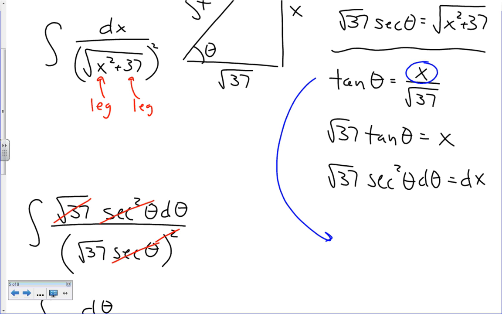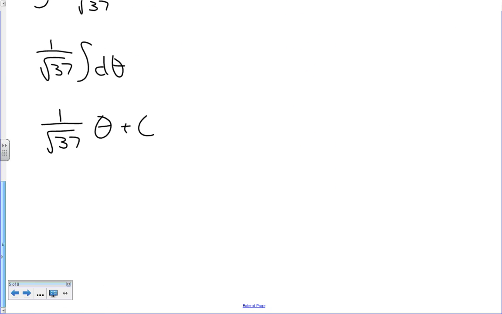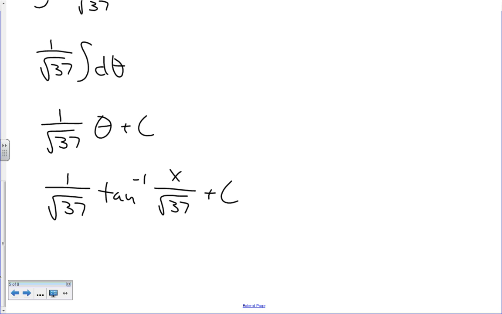So I can rewrite this as, just using your definition of an inverse trig function here, theta is the tangent inverse of x over the square root of 37. And let's make that our substitution for theta down below. So theta gets replaced with the tangent inverse of x over the square root of 37 plus c. All right, and there is our antiderivative of that function.